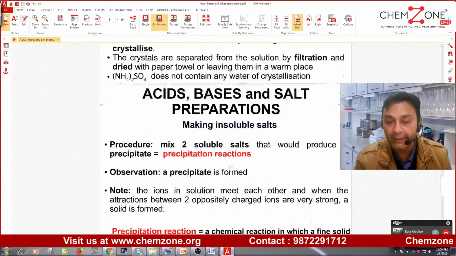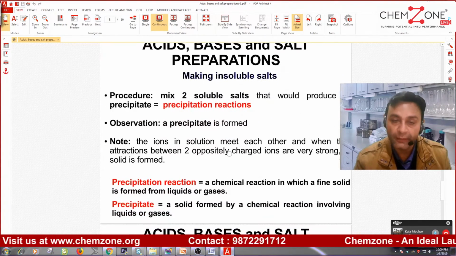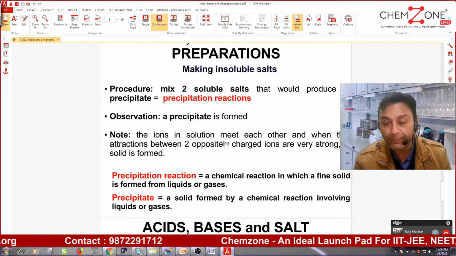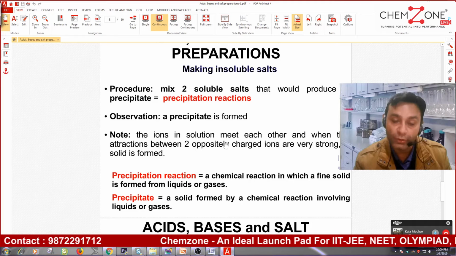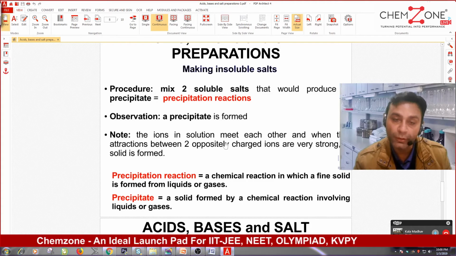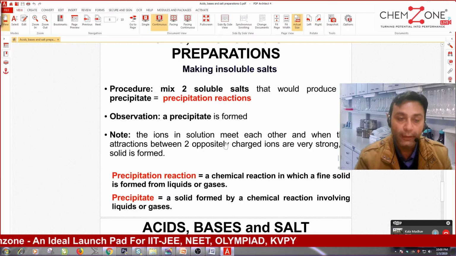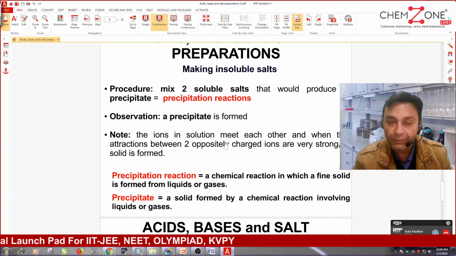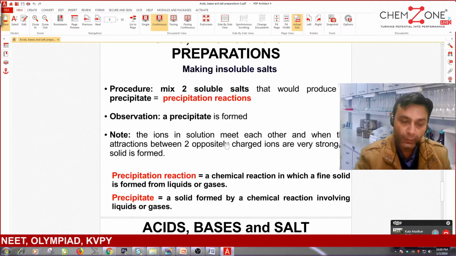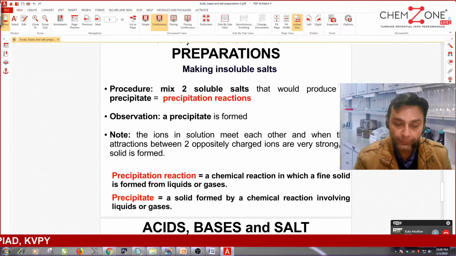Now making the insoluble salts. How to make the insoluble salts, right? Now we were discussing the preparation of the soluble salts, and now we talk about the preparation of the insoluble salts. That is possible by mixing two salts which would produce a precipitate. For example, I'll take up one example here.